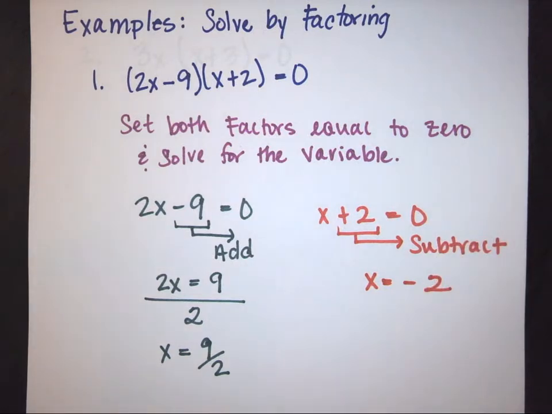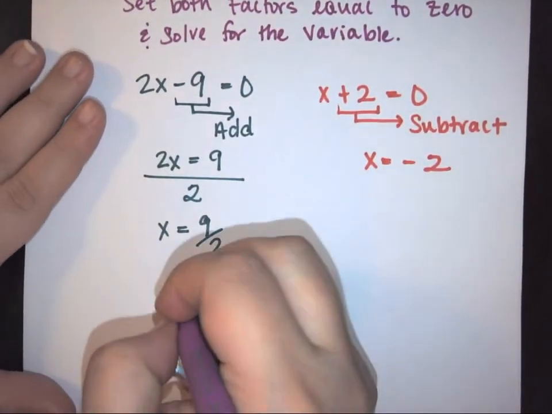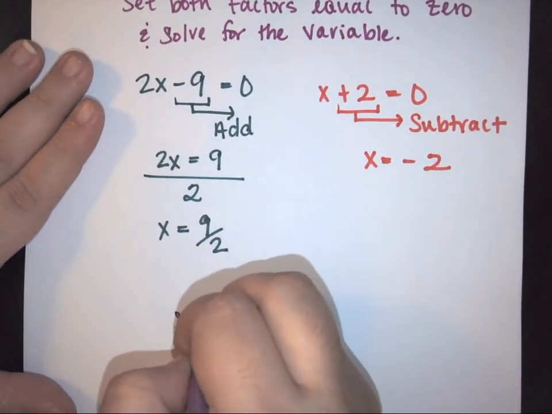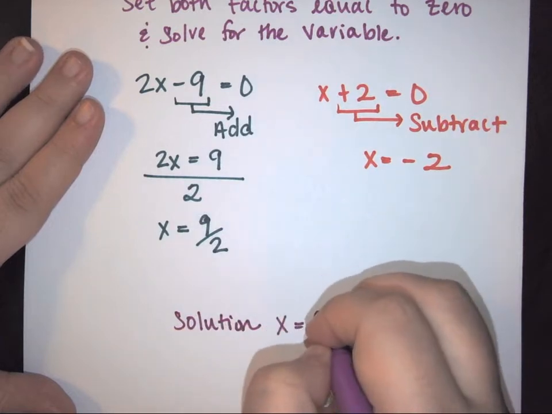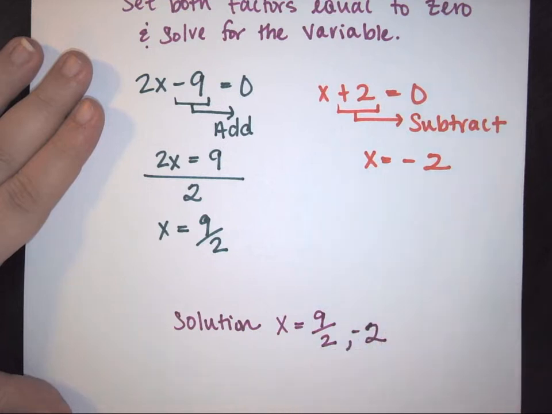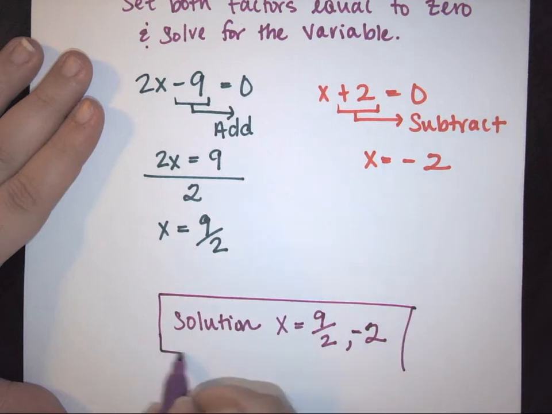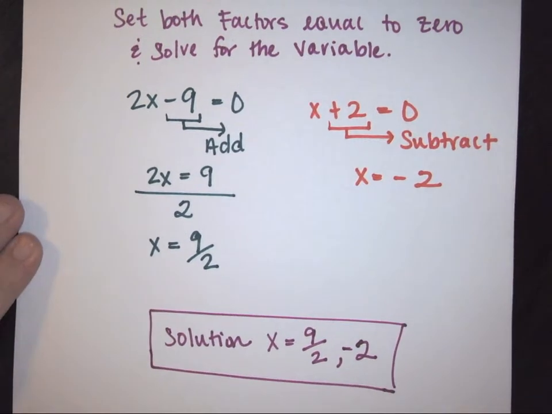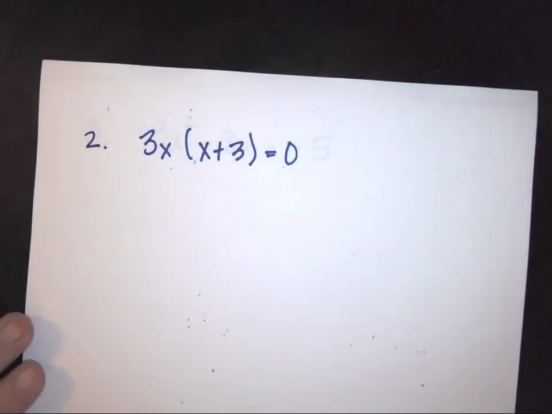Now in both of these instances, I have a variable equals a constant situation. Therefore we would be able to say that your solution is that x equals 9/2 and -2. And this would be what we were looking for when we said solve by factoring. Alright, let's look at another one.